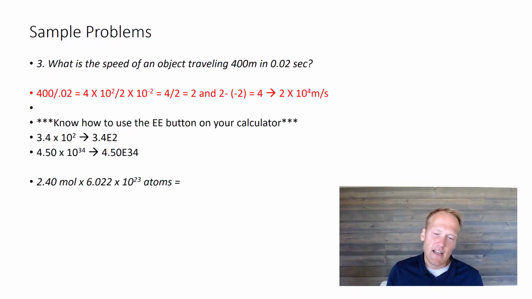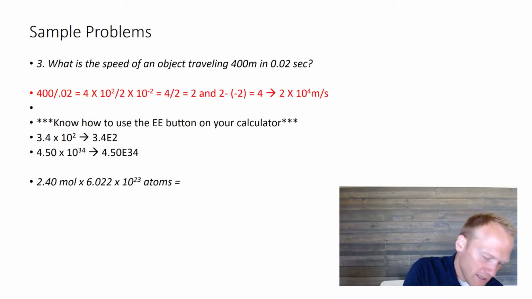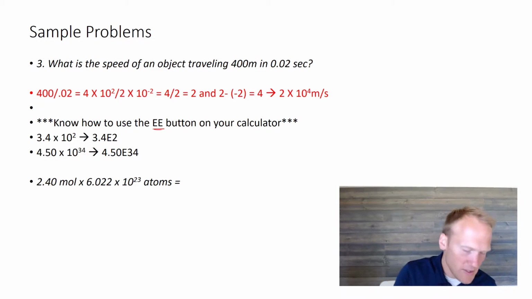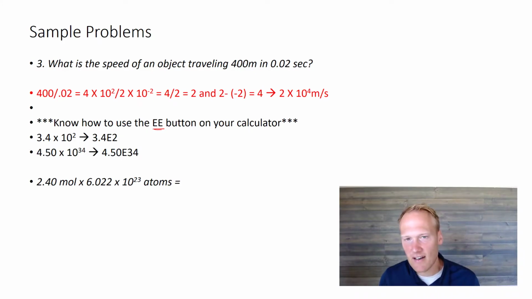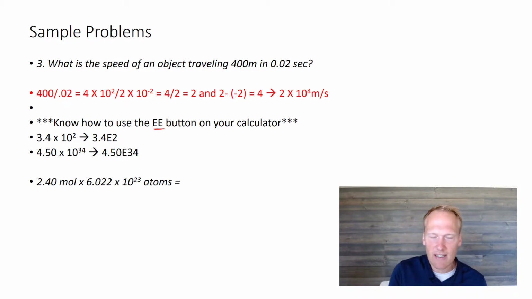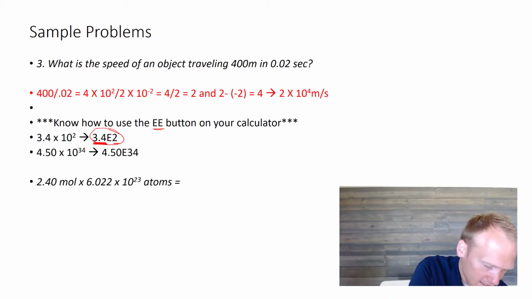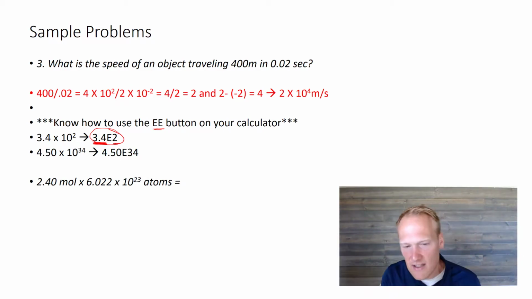On this last slide here, I just kind of want to show you something called the EE button. On your calculator, there's a button that has the EE there. It could be on a button, and you might have to hit second and then hit that button. But what that EE is, it's putting a number into scientific notation so that you only have to put in the first number and then the exponent. So 3.4 EE2 is equal to 3.4 times 10 to the second. We'll work on this more in class.